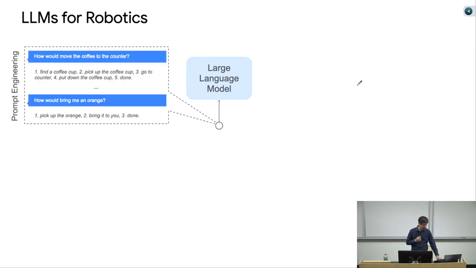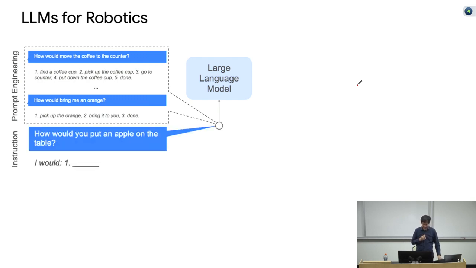So you can provide the large language model with many of these examples. Just take the first one as an example. How would you move the coffee to the counter? Then you provide answer. First step, find the coffee cup. Second step, pick up the coffee cup. Third, go to counter. 4, put down the coffee cup. 5, done. You provide many of these examples, and you would expect that the language model is going to give you responses in similar patterns. This is during the test time. You can ask, how would you put an apple on the table?